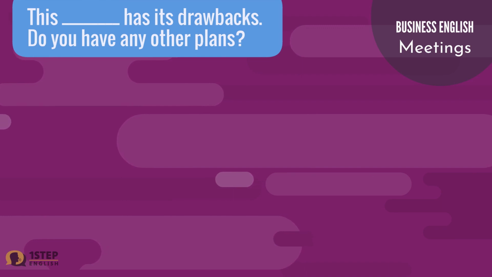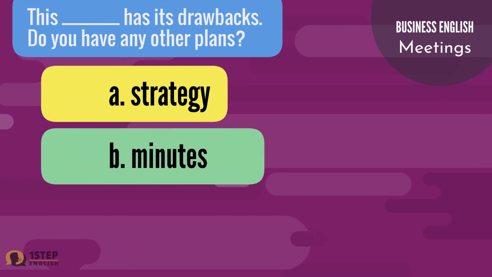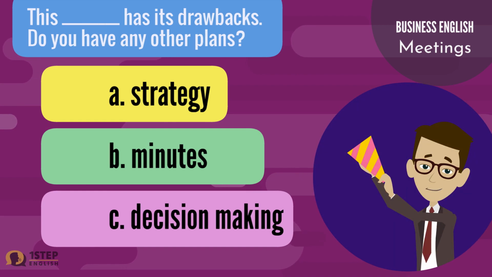This has its drawbacks. Do you have any other plans? Letter A. Strategy. Letter B. Minutes. Letter C. Decision making. The correct answer is letter A. Strategy. This strategy has its drawbacks. Do you have any other plans?